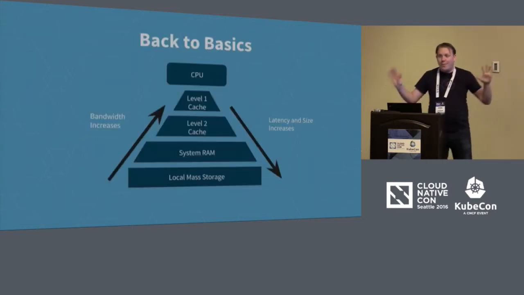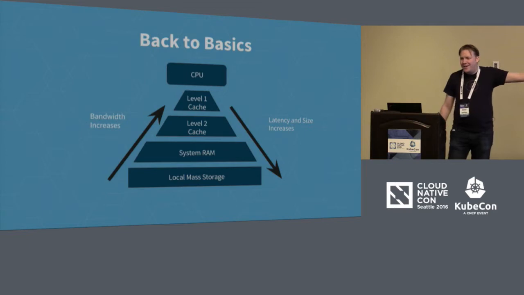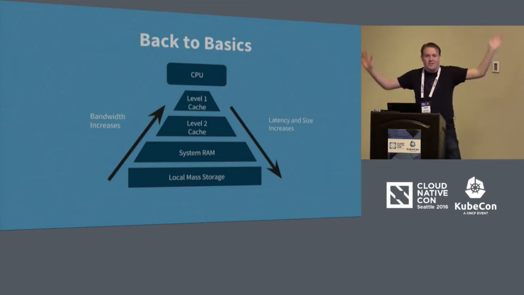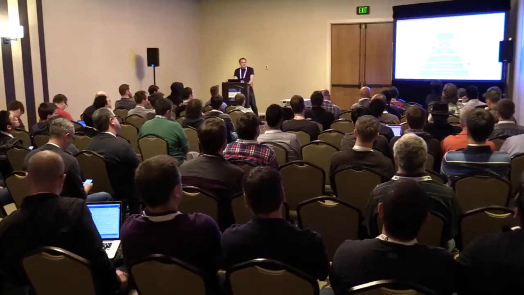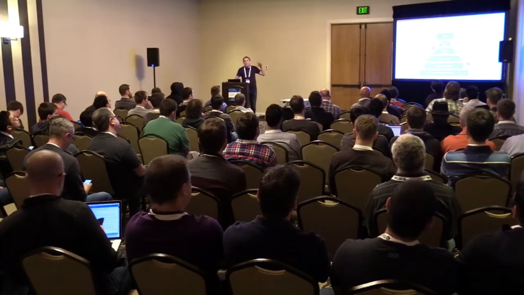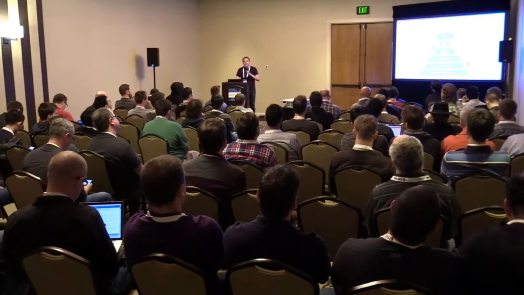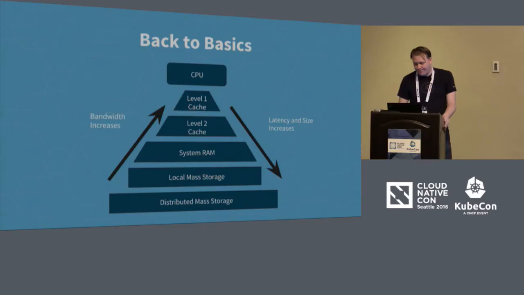Well, if we go way back to the basics, this is something you probably all saw in CS classes or books on CS before, which is as you get closer and closer to the CPU, you have higher bandwidth, lower latency, but you can't store nearly as much. And what we kind of want, behind this all, after system RAM, after local storage, is distributed mass storage, a place where our bits can live in perpetuity that may or may not be on our local host.